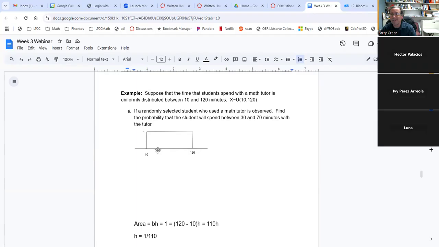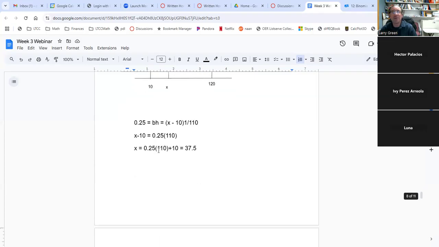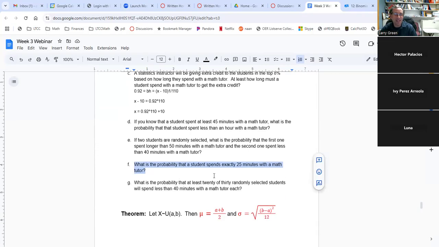So the hint is it's really easy. It's not 50. If the base is 0, what's the base times the height? What's 0 times anything? 0. So there's a 0 probability of spending exactly 25 minutes.